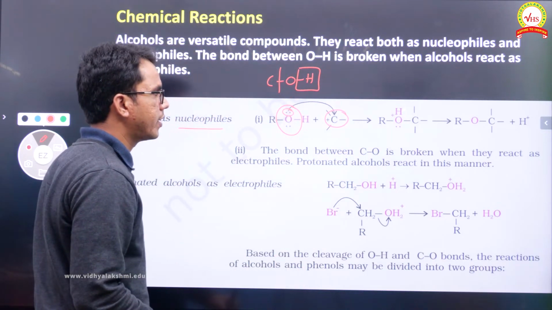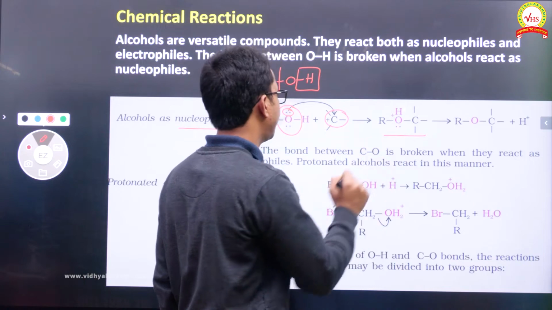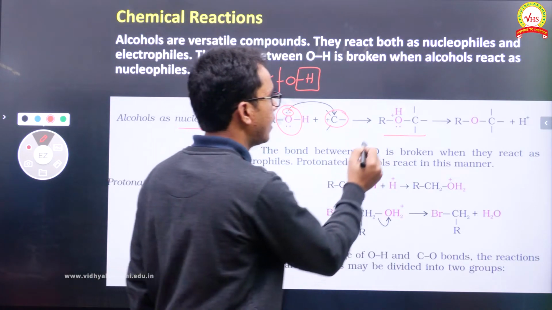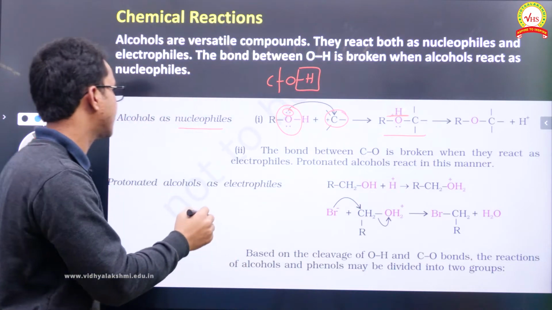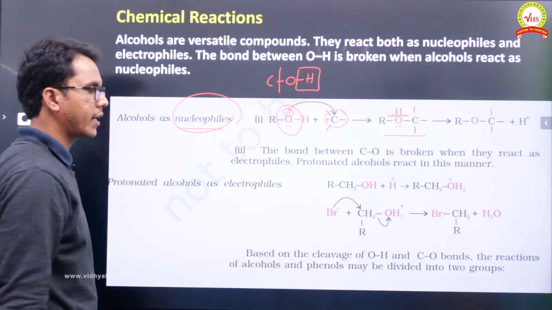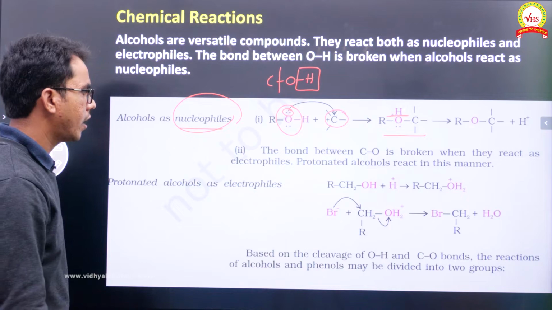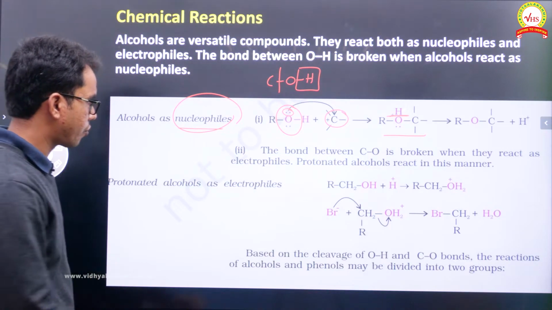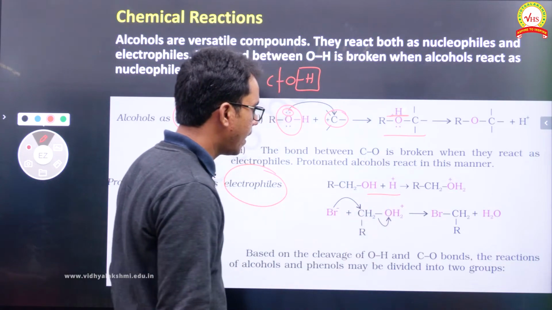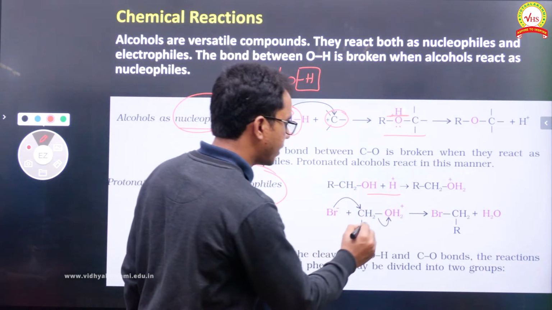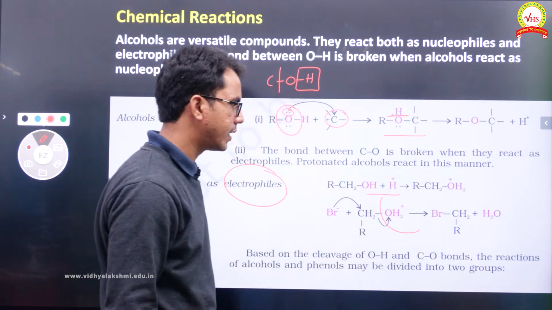Okay, after that it forms a new bond over there. Now, in this particular step, the OH bond is breaking. If OH bond breaking takes place, it can act as a nucleophile. Now let us take it as an electrophile, okay. First, protonation of alcohols takes place, and in the second step, elimination of water is taking place.